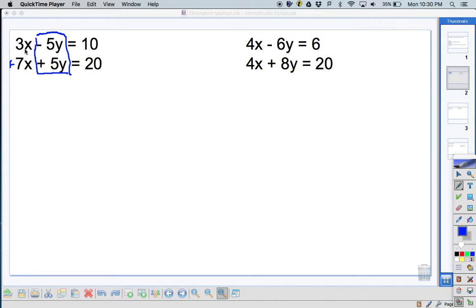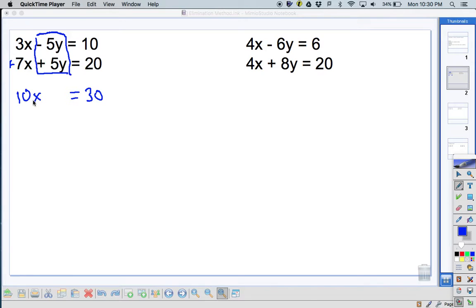So adding, I got 3x plus 7x. When I add that up, I get 10x. Next, I get negative 5y plus 5y is 0y. So I don't have to write it because it's 0y. And I got 10 plus 20 is 30. So again, this is called the elimination method because something got eliminated. In this case, the y's were eliminated. So we added up and down. 7 plus 3 is 10x. This equals 0. And 20 plus 10 is 30.